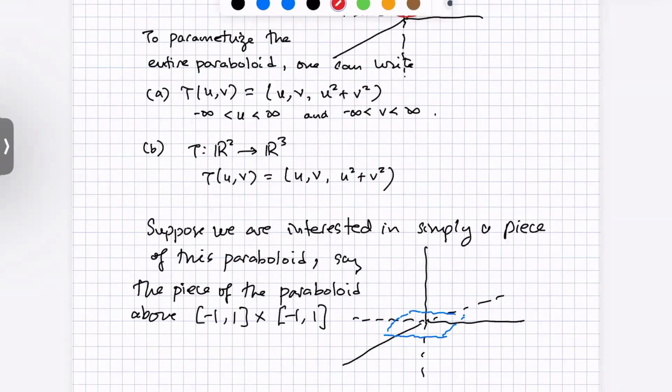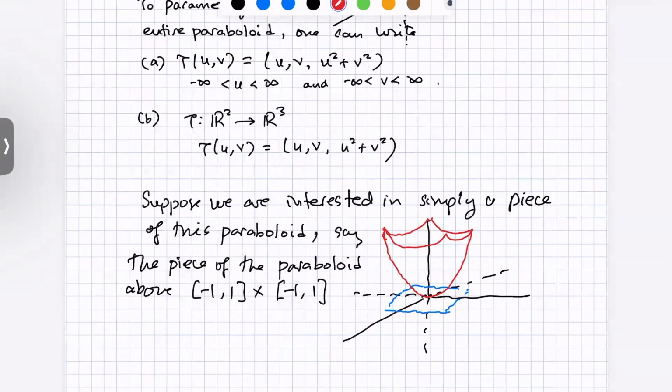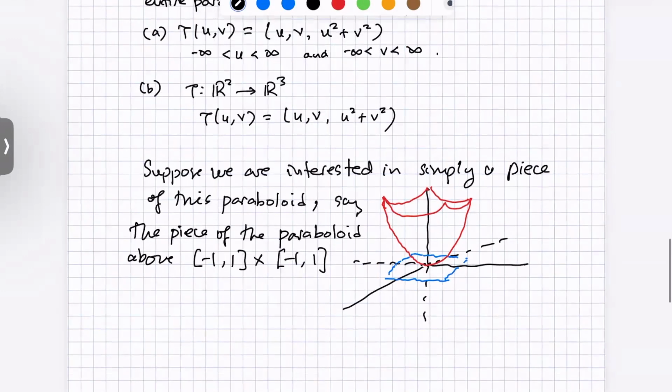So what would that look like? So I have a paraboloid, and the piece above the square looks a little bit funny, right? It has like these sharp edges, and then it goes up like this. It goes like this, right? So it's not circular on the top. It has these corners. So that would be what the paraboloid looks like above this little piece right here.